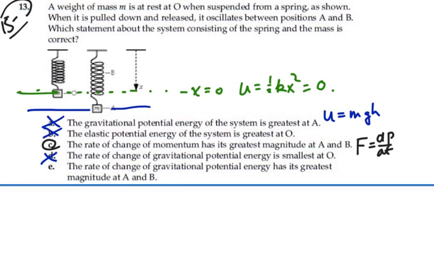E. The rate of change of gravitational potential energy has its greatest value at A and B. Well, we just determined that it should be at O, because at A and B it momentarily stops. Velocity is 0, and hence the position is not changing very rapidly at that point. Hence the gravitational potential energy is not changing very much. The rate of change is not much at A and B, and hence E is not true either. So we are left only with answer C.